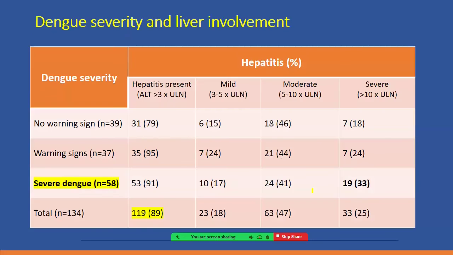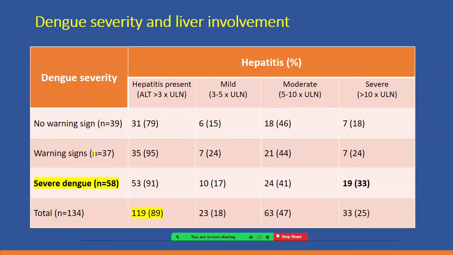So coming to our data, 39 patients out of 134 had no warning signs, and out of them, 79% had involvement of raised liver enzymes, that is AST/ALT more than 3 times. And out of them, 15% of the patients had mild hepatitis and 18% had severe hepatitis. So most of the patients lie in the moderate group in patients who did not have any warning signs.